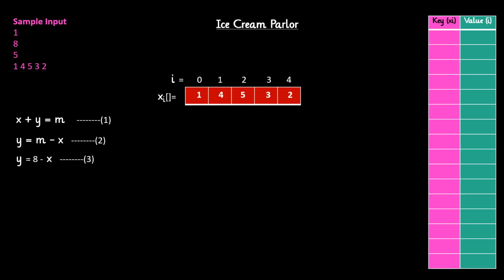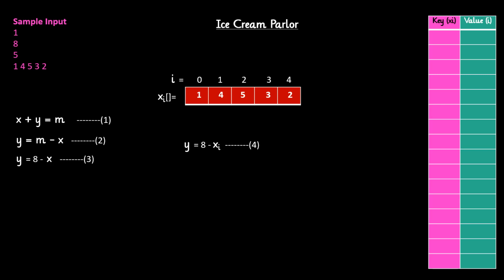So this is the map where the key is xi, which is just an element of the array, and the value is i. i stands for index. So we are going to store the key-value pair in terms of the value of the array and the index. And we are going to use this equation, which is y equals 8 minus xi, where xi represents the value from the array. So let's loop through this array and fill this map one by one.